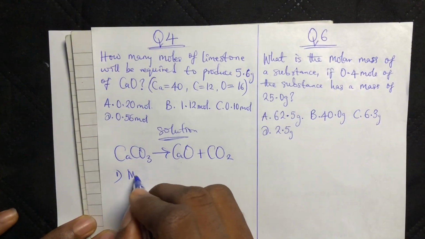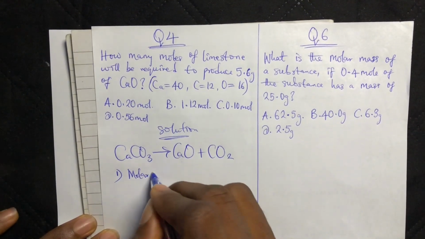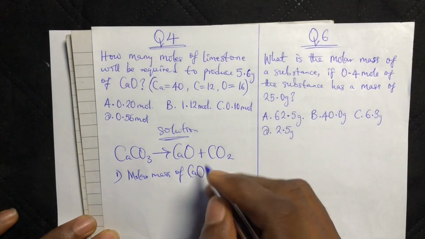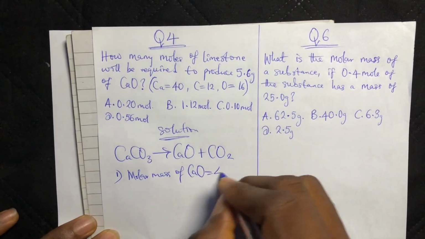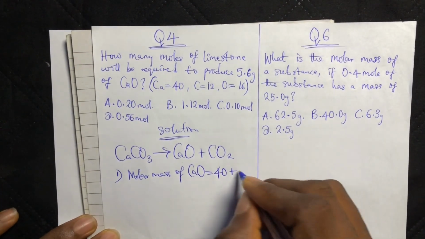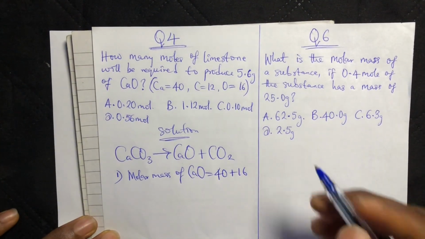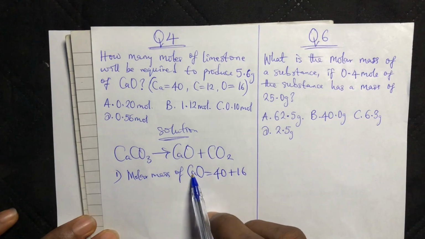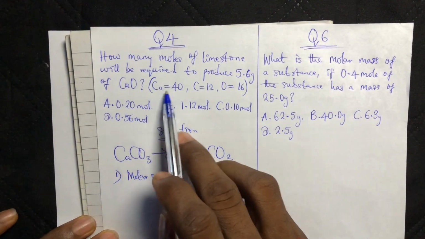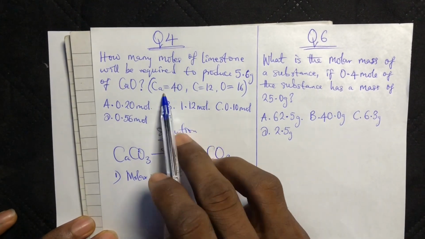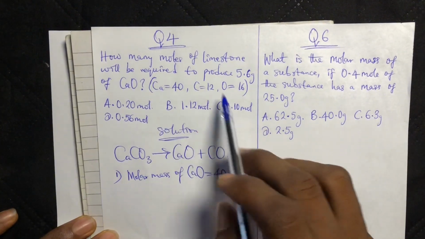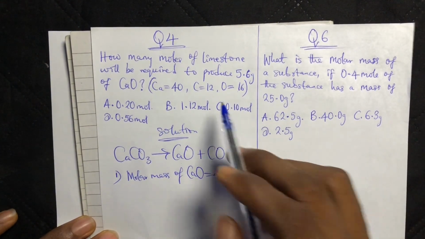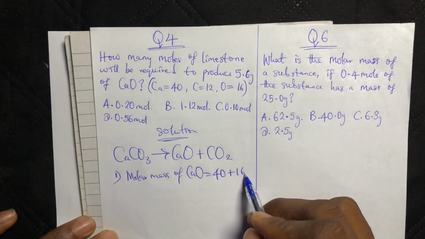Now, the molar mass of calcium oxide is going to be what? 40 plus 16. How come we are writing 40 plus 16? Now, calcium, remember that calcium is 40. The mass number of calcium is 40, and that of oxygen is 16. So that is why we are writing 40 plus 16.